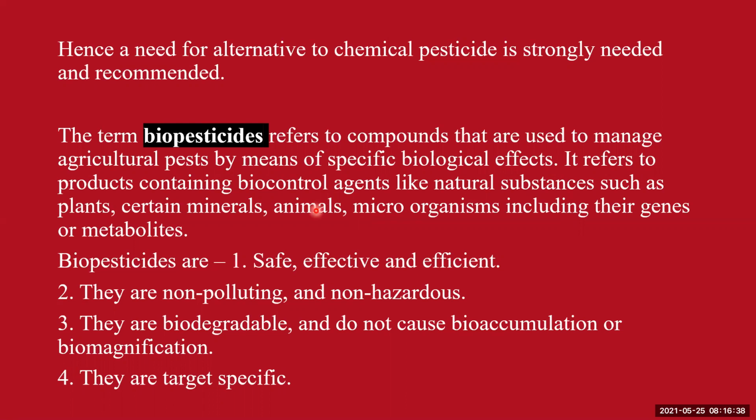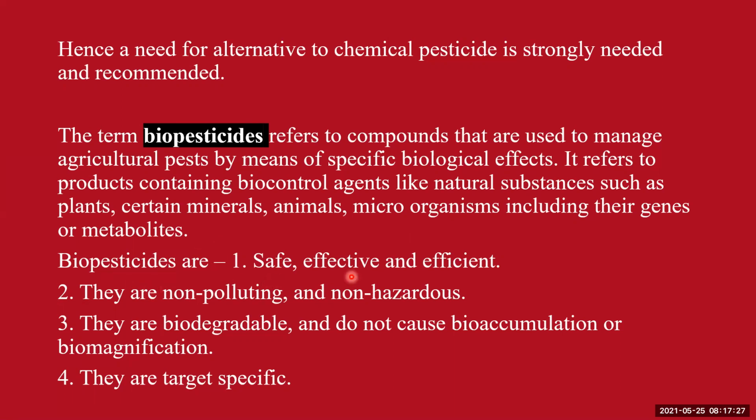And what are these biological agents? The biological agents are products which contain biocontrol agents. Any product which contains a biocontrol agent can be a natural substance like a plant extract, a microorganism, certain minerals, even predator insects, or the genes or metabolites of microorganisms. So a biocontrol agent is any natural substance like a plant product, a microorganism, genes of microbes or metabolites or even minerals.